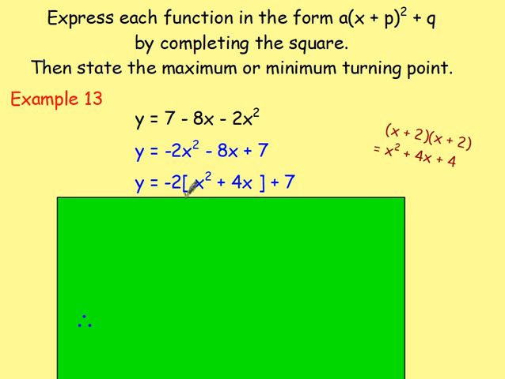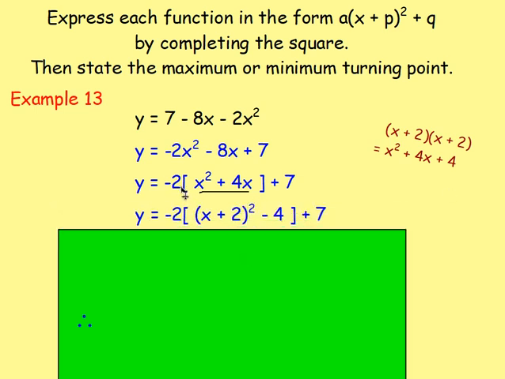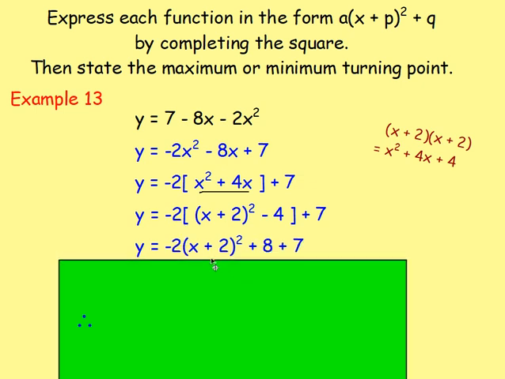From there, take the bit that's in the brackets and complete the square. So the rest of it, just leave it as it is. Leave the negative 2, leave the plus 7, and if you complete the square here, we'd have x plus 2 all squared, and then take away 4. From there, multiply out the big square bracket, so negative 2 times the x plus 2 all squared. Negative 2 times negative 4 is plus 8, and plus 7 stays as it is.